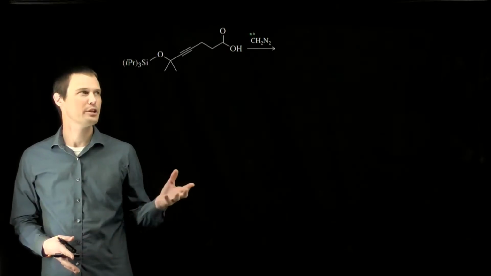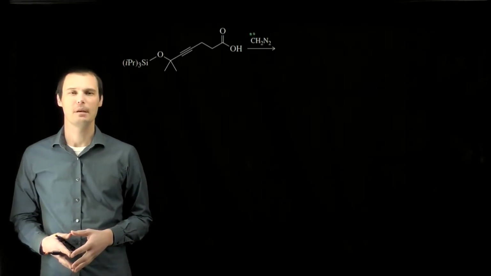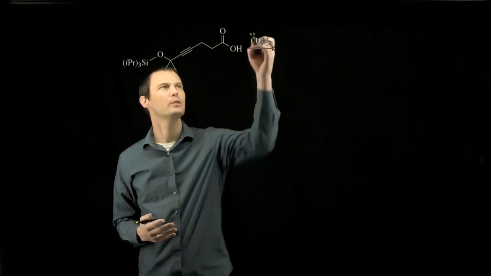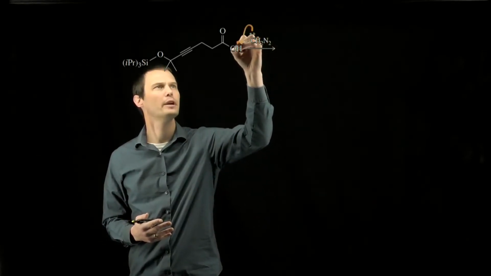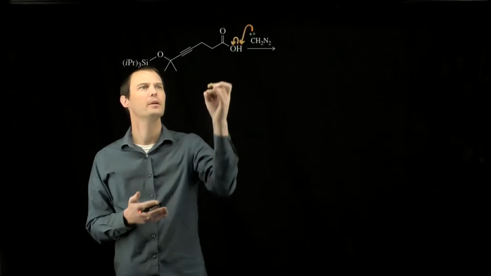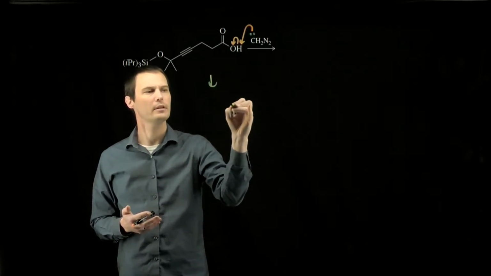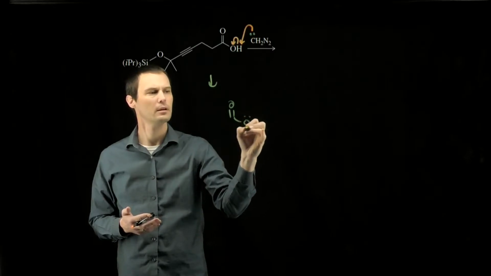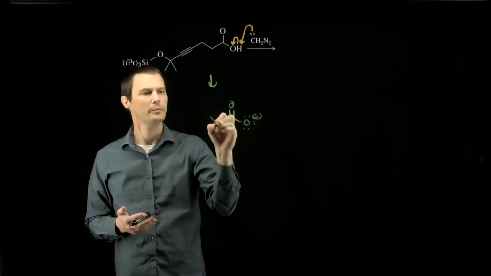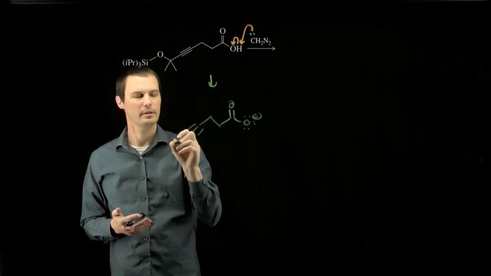This assessment asks us to predict the product of this reaction. The first step of this reaction is going to be a lone pair on the carbon, deprotonating the carboxylic acid. That's going to form a new intermediate where we have the carboxylate. That still has, of course, the rest of the molecule attached.